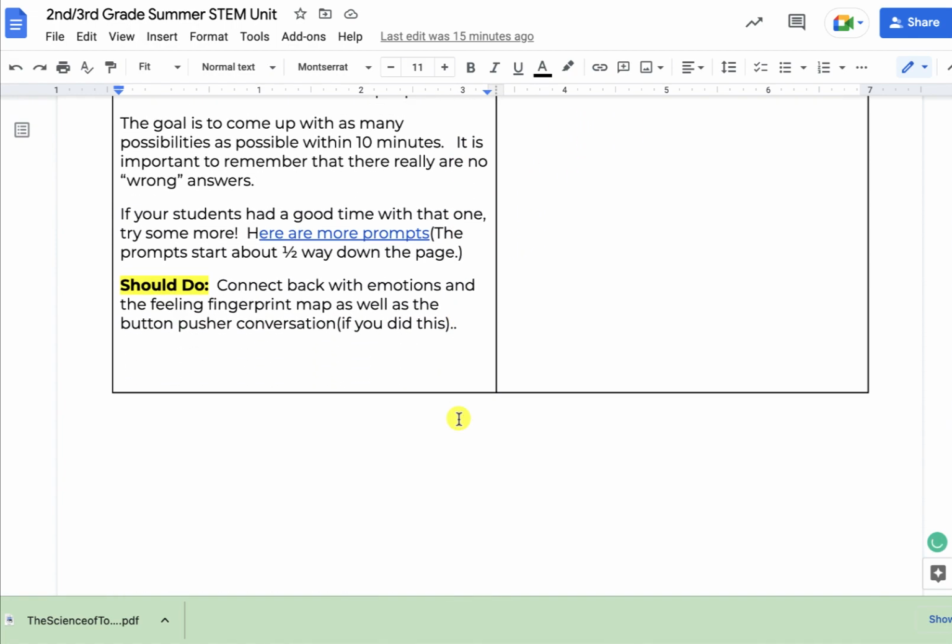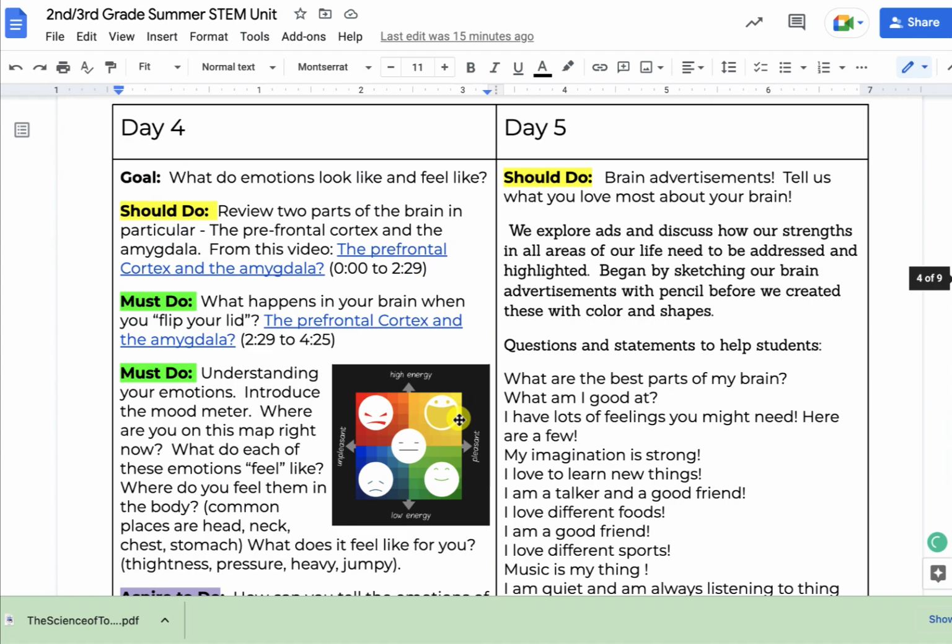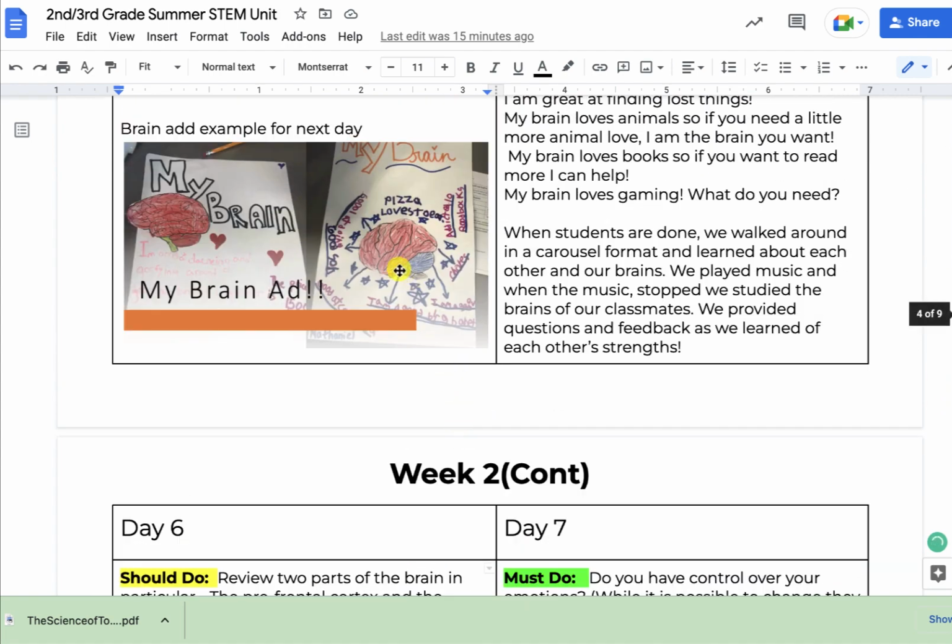So that's the unit. Again, it's really trying to link the brain and understanding how our brain affects our emotions, and then how we can use some of these strategies to manage and help us regulate the behaviors that can sometimes stem from those emotions.